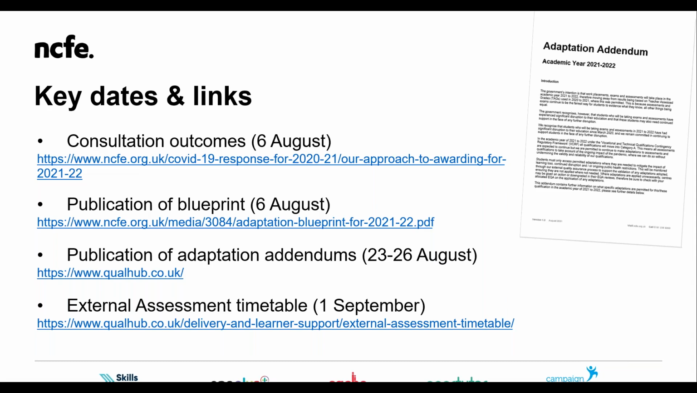And that's where you'll be able to review your qualifications and see where we've been able to put in place the provisions of additional exam opportunities, extended windows, and the advanced notice of exam topics, which is currently under review. But where we are able to put that in place, it will be included in that external assessment timetable guidance.